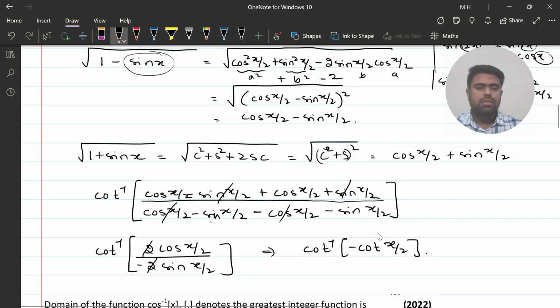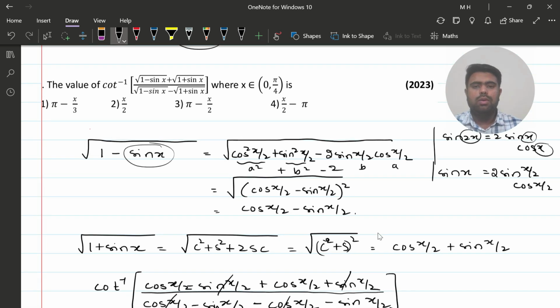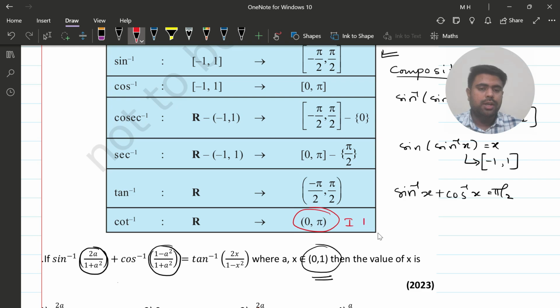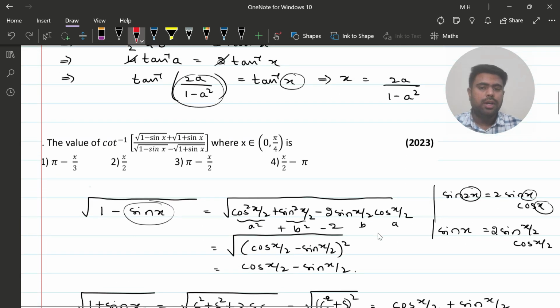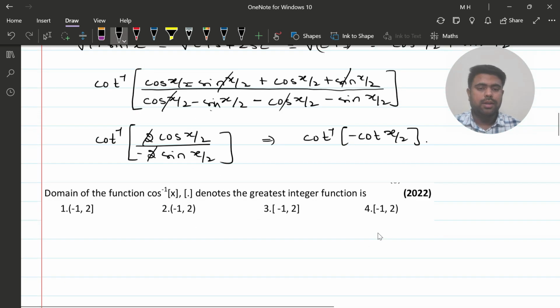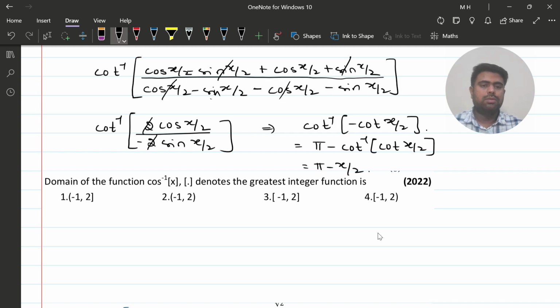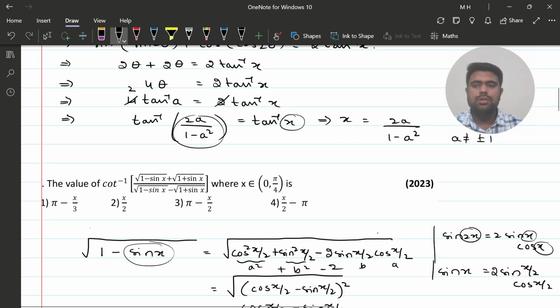Now you look, cot inverse of negative. When is the cot negative? The range of cot inverse x is 0 to pi. 0 to pi includes the first quadrant and second quadrant, right? So cot is positive in the first quadrant and negative in the second quadrant, so it has to be in the second quadrant here. In the second quadrant it is going to be pi minus theta, right? So this will be equal to pi minus cot inverse of cot x by 2, which is equal to pi minus x by 2. So cot inverse of cot x by 2 is x by 2. So therefore it is going to be pi minus x by 2. That is, option 3 is the correct answer.